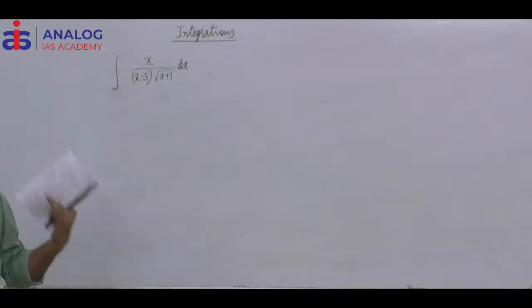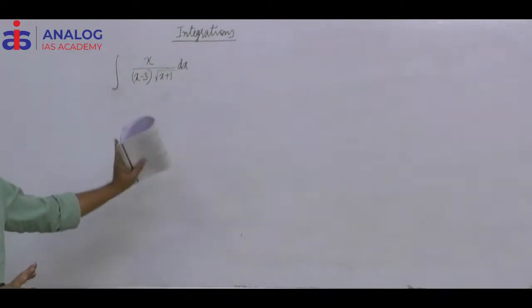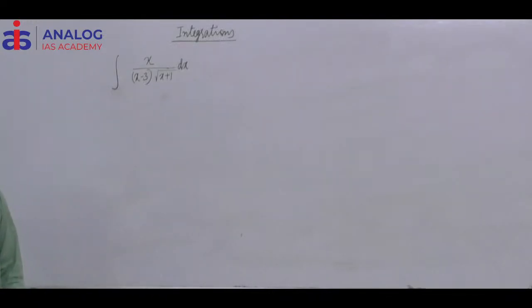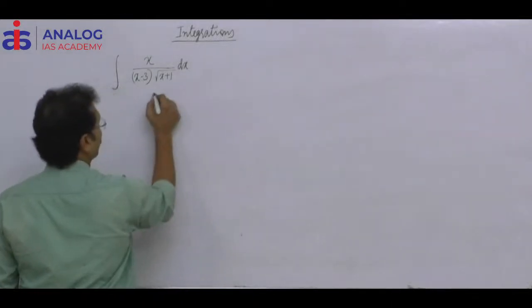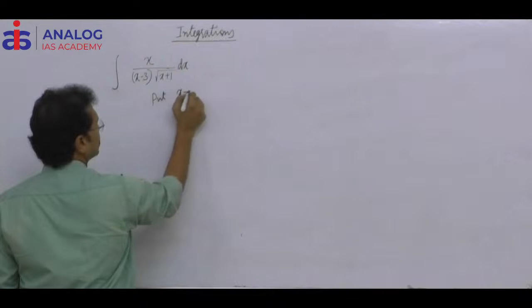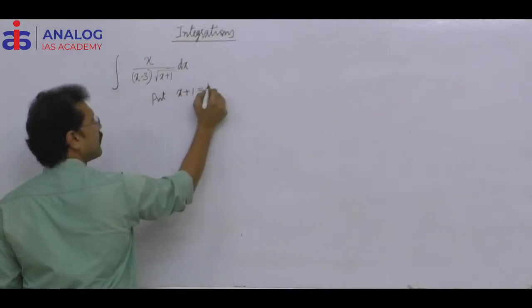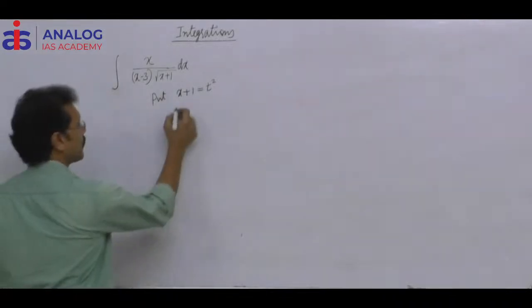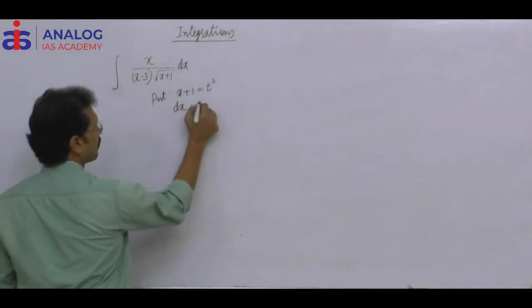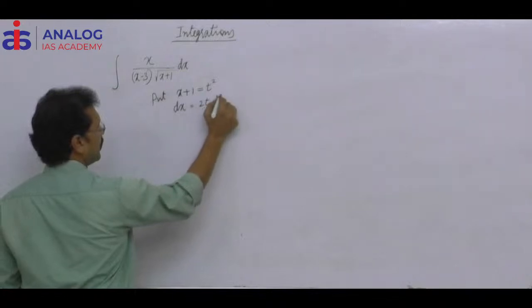Everything we have done is on our plus 2 level itself. These are all plus 2 level. But this integral is important for us, therefore I am putting it here. Put, obviously, x plus 1 equal to t square. It gives me dx equal to 2t dt.